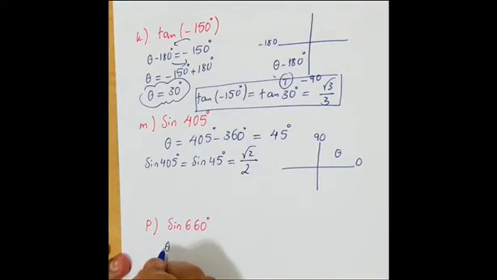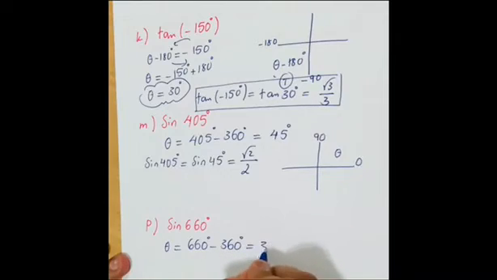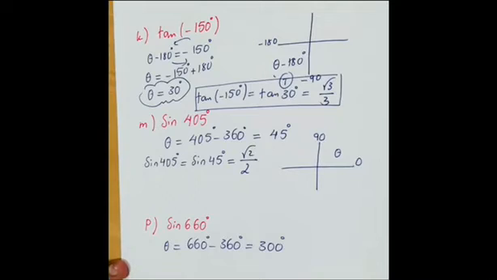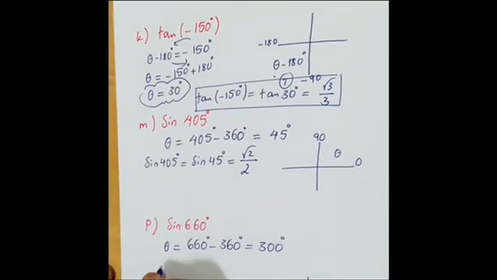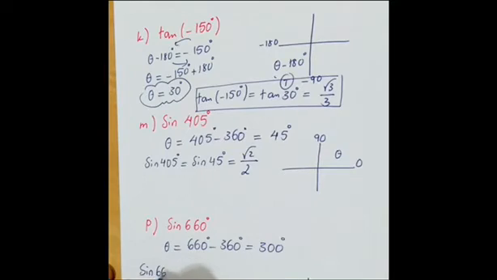660. So theta equals 660 minus 360. You will get 300. Now you've reached the range. So 300 is in the fourth quadrant, from 270 to 360. The sign in the fourth quadrant is negative for sine, because cosine here is positive. So sine of 660 is equal to negative sine of 300.